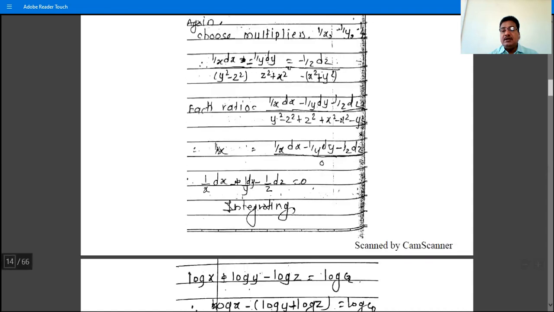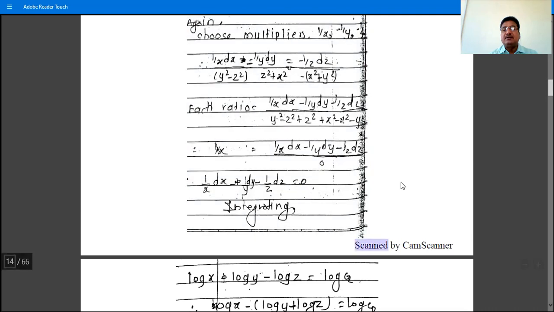So choose two linearly independent multipliers. These are the linearly independent multipliers, 1 by x, minus 1 by y, minus 1 by z, and therefore, don't write this step, directly write each ratio is equal to 1 by x dx minus 1 by y dy minus 1 by z dz, and then after multiplying 1 by x, minus 1 by y, minus 1 by z, we have this denominator, and it is equal to 0.